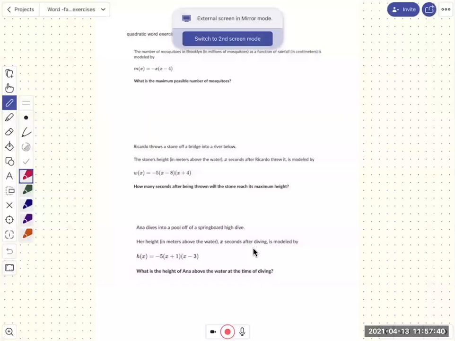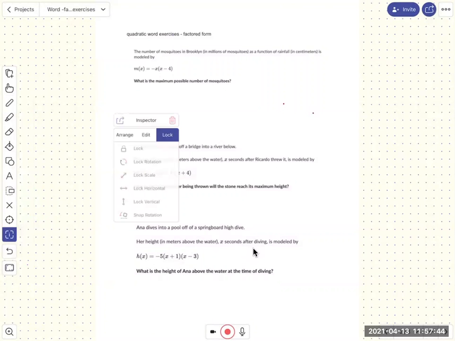Okay, so we're going to look this time at the exercises for having a quadratic word problem in factored form. And so let's take a look. And these are just exercises from Khan Academy.